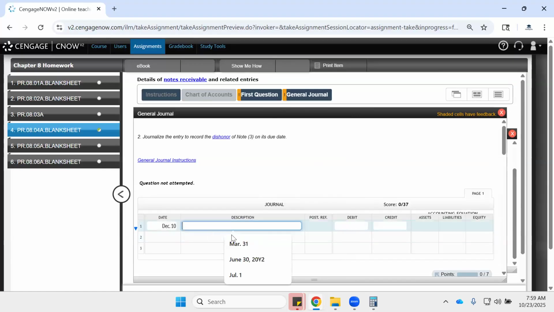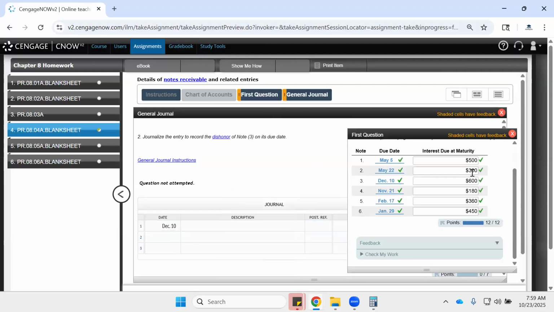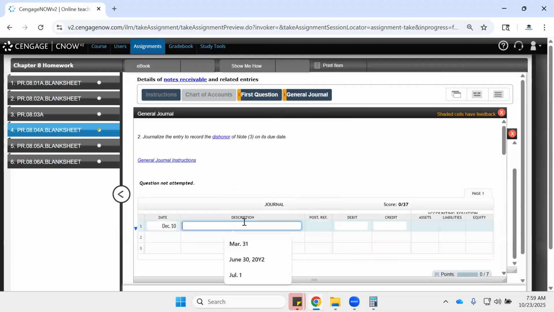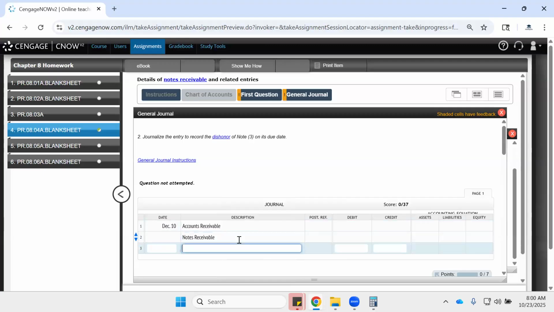So we have note 3, and we also had some interest over the period that we need to accrue as well. So we're going to have three accounts, and that's accounts receivable. So our accounts receivable is going to go up. That means that's our debit. And then we're going to have notes receivable. That's one of our credits, and then interest revenue.